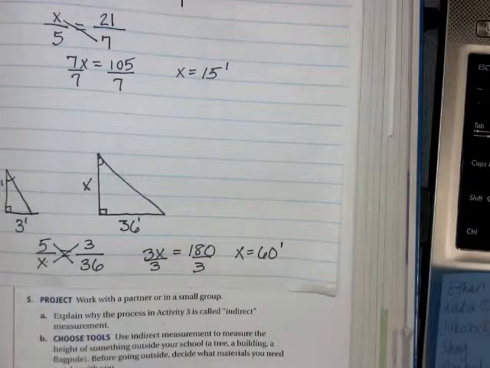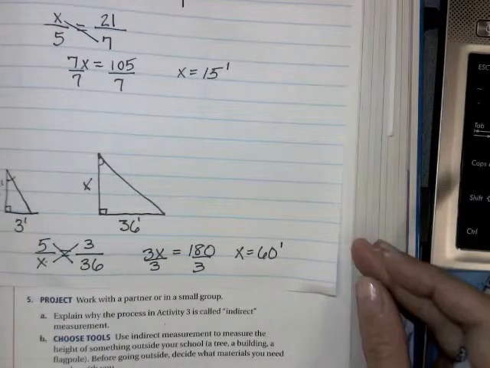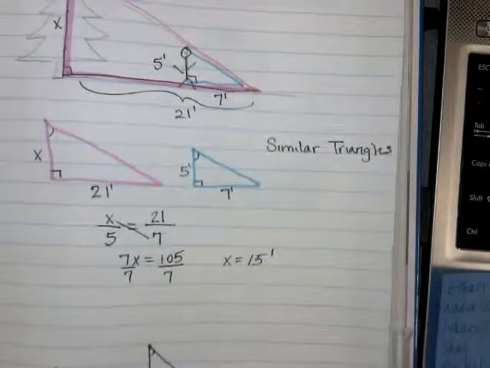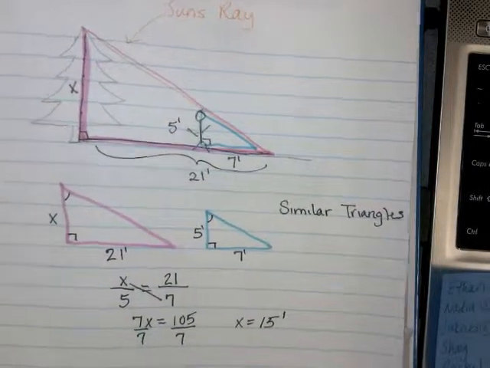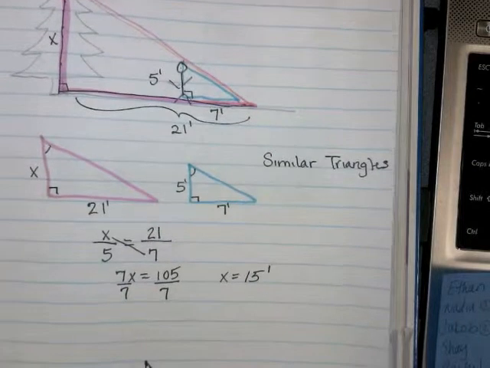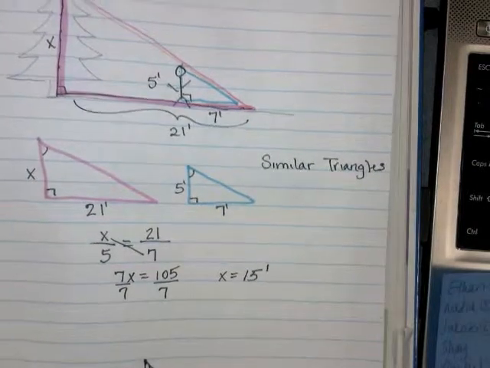So using indirect measurement is using the height of something you know to find the height of something you don't know. So as long as you know that two triangles are similar, you can write a proportion to solve for the missing side length.